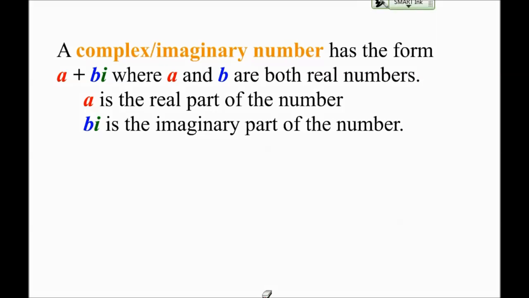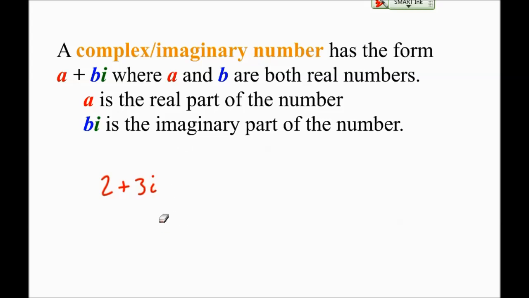In this video, I'm going to talk about the idea of a complex, or imaginary, number. First of all, let me give you a definition of what a complex number is. Sometimes it's called an imaginary number, but more than likely you're going to hear it called complex. A complex number has the form a plus bi, where a and b are both real numbers. An example of that would be 2 plus 3i.